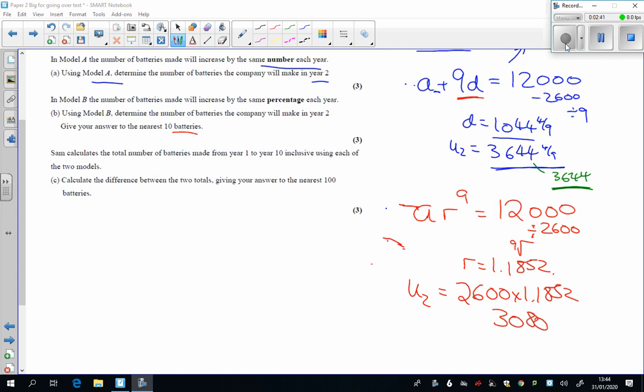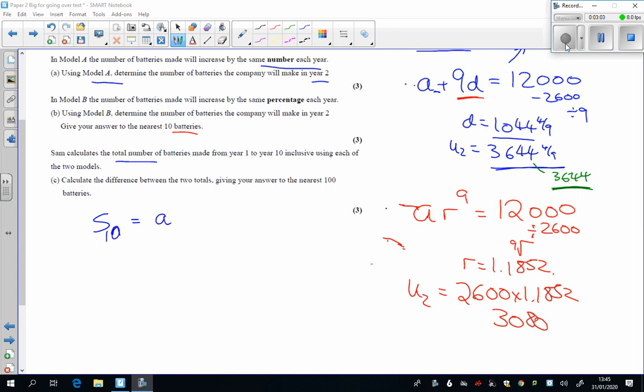So for part C, it now doesn't want to know what's in the first or the second or the 10th year. For part C, we're looking for the grand total. So what is the total number of batteries there? So we're using our formula book now. Our formula book gives us Sn, the sum, and we want S10.